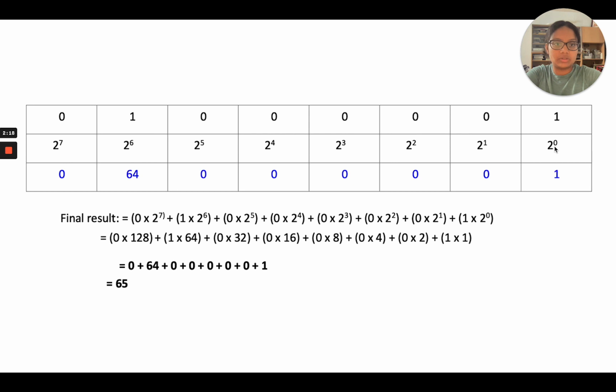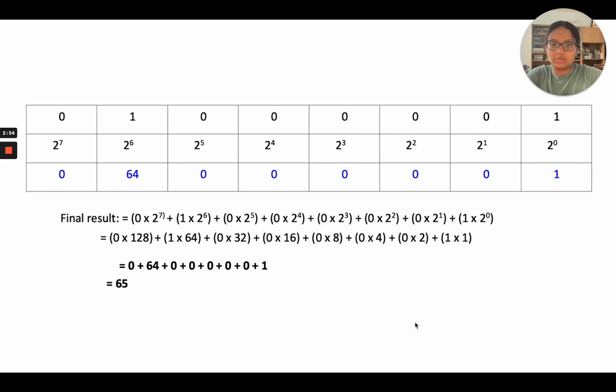2 to the power of 0 is 1. 1 times 1 is 1. 2 to the power of 1 is 2. 2 times 0 is 0. And you're going to keep on doing that multiplication all the way. Usually you're going to get zeros and ones. If you end up in a situation like this, you're going to get a big number. Once you're done with that, you take all of these numbers and add them together. So 64 plus 1 is 65, and that is going to be your decimal equivalent of this binary number. So hopefully that makes sense.